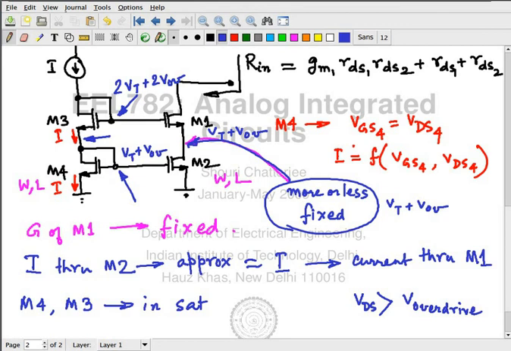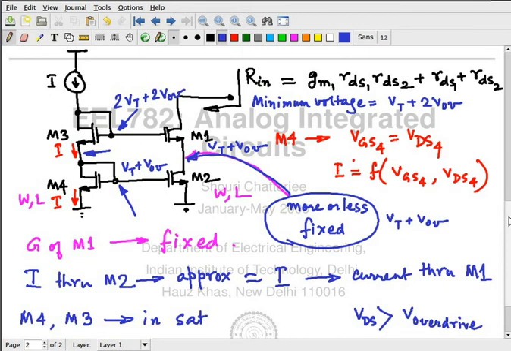Agreed? So, what is the minimum voltage at the output that you can tolerate? VT plus 2 VOV. That is for ensuring both M1 and M2 are in saturation. And it will work even below this for quite some time before it completely stops working. Alright. So this is the easiest biasing scheme.